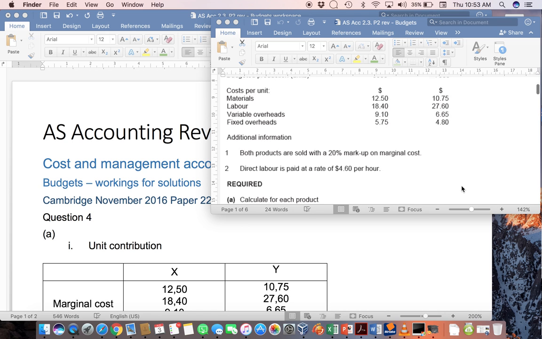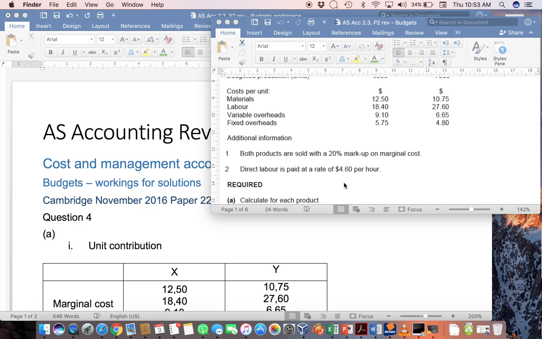We are then given some additional information. Both products are sold with a 20% markup on marginal cost. What does this mean? The marginal cost is referring to your variable costs. In other words, all those costs that will change if your production levels change. So the marginal cost will be your materials, your labor, and your variable overheads. So you will need to add those three figures together to get your marginal cost, and then you will add on a markup of 20% of that.